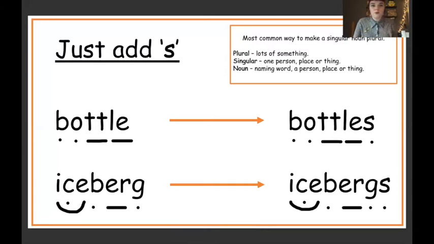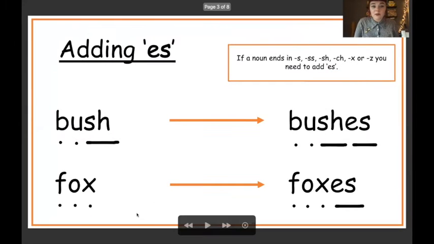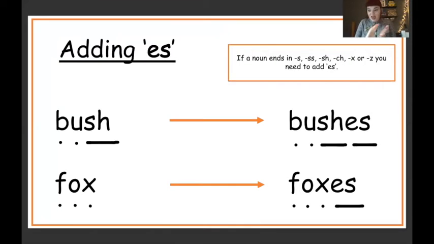The next way that we can make a singular noun plural is by adding ES, and there are very specific rules we have to follow with this one. To make this one right, what we need to do is make sure that the noun ends in either an S, a double S, a CH, an SH, an X, or a Z. And if they end in any of those letters, then we need to add ES.